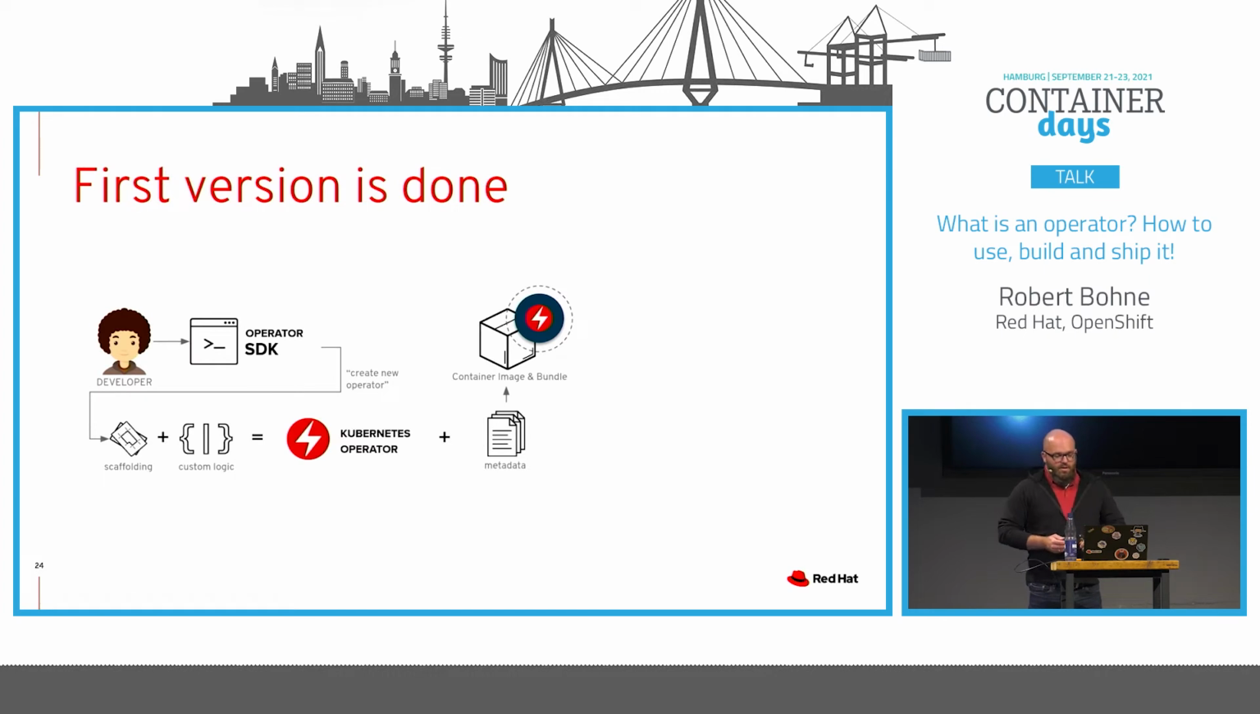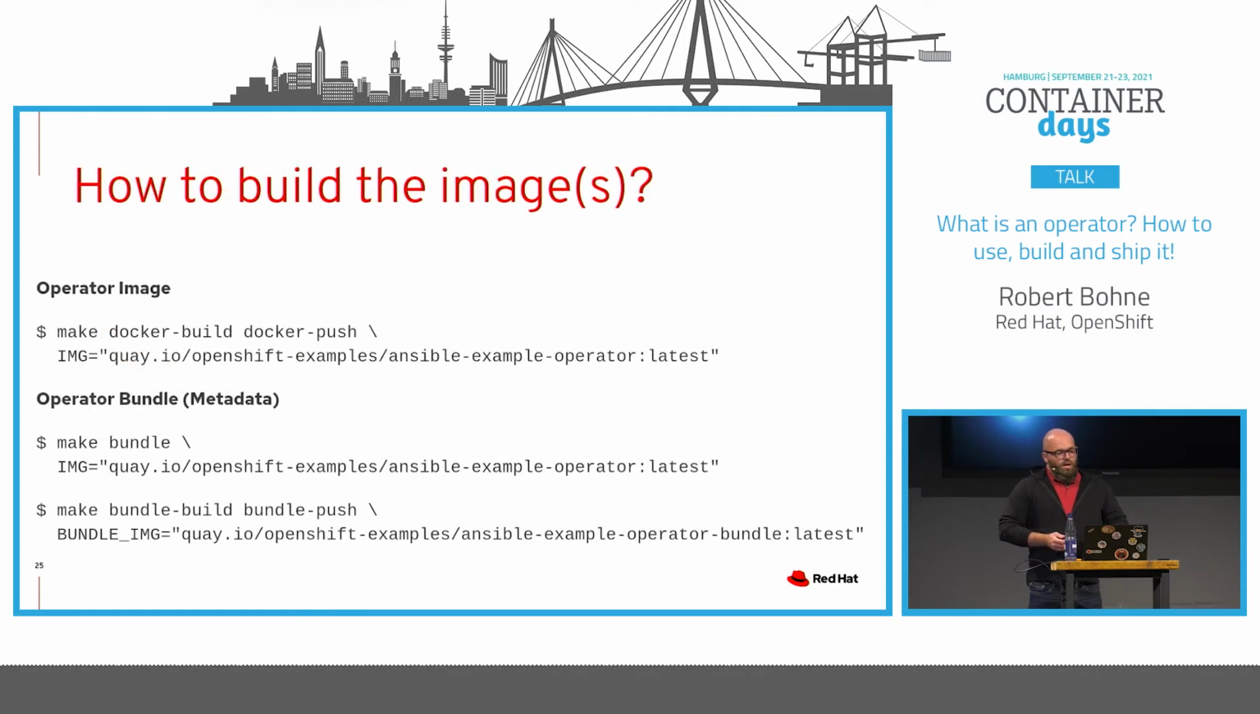Then you write everything, and then at the end you have your metadata, the information on how to deploy an operator, deployment config, role bindings, all that information, and you have the container image, where the Ansible playbooks, or in the case of Helm, the Helm charts are baked into the image. And then you have to build those images with the operator SDK. It's quite easy. You simply have a makefile. You can simply write make docker-build and docker-push, and then it pushes the actual operator image.